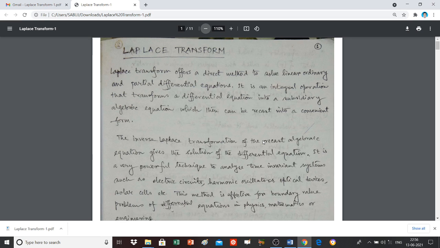Those are called subsidiary equations, and after that you can recast this subsidiary equation to the given problem. The inverse Laplace transformation of the recast algebraic equation gives you the solution of the differential equation. And this will be very clear when we solve some differential equations.